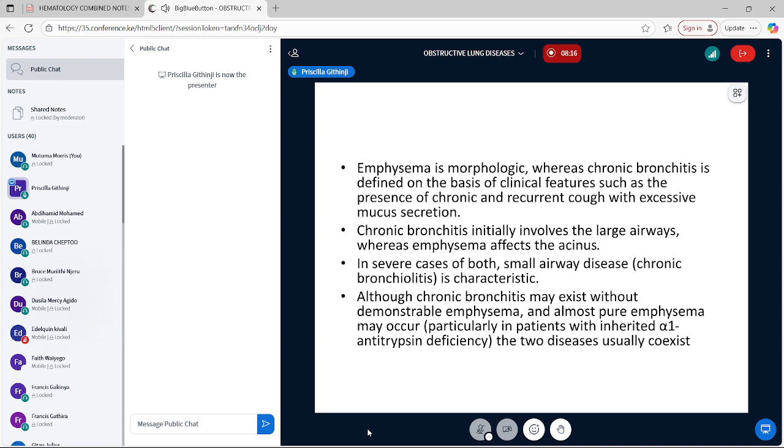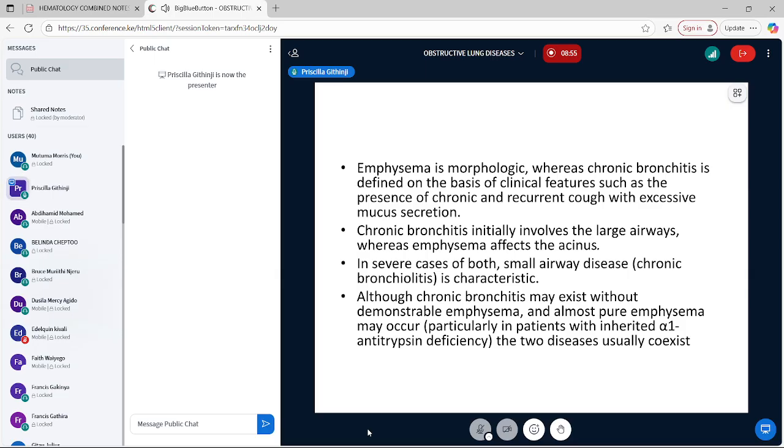Chronic bronchitis is defined on the basis of clinical features, such as the presence of cough and recurrent cough with excessive mucus secretion, and we'll see the definition. Chronic bronchitis initially involves the large airways. We're talking about the bronchi and the large bronchi, before they divide into your bronchioles and then eventually into your terminal bronchioles, whereas emphysema affects the acinus, the last anatomic site of the lung.